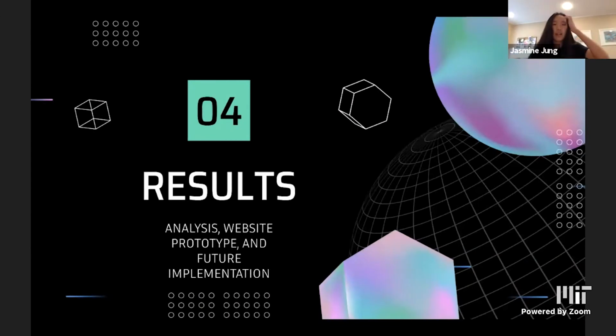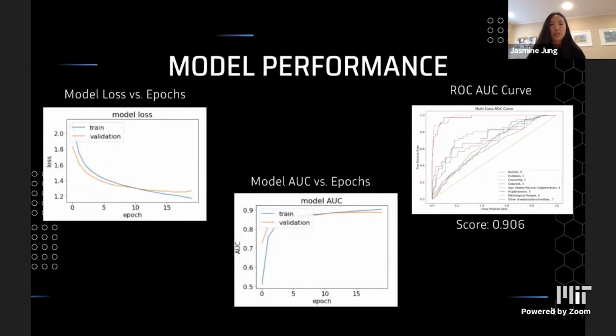Okay, so now on to our results, where we'll talk about analysis, website prototype, and future implementations. First is our model performance. The first 2 graphs on the left and the middle show our model loss and AUC versus epochs, which is the number of times that we trained. Our model loss grew smaller over time, and our model AUC grew larger, meaning that our model had an increase in accuracy over the trials. Our third graph shows our multi-class model's area under the ROC curve, in which we had a score of 0.9.